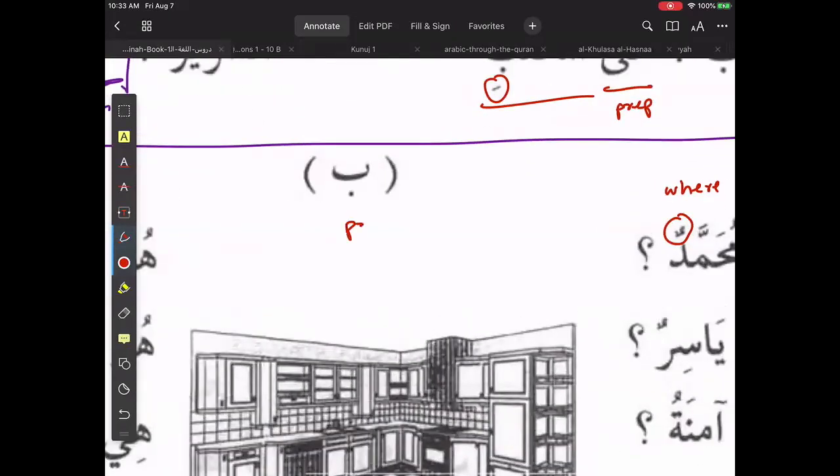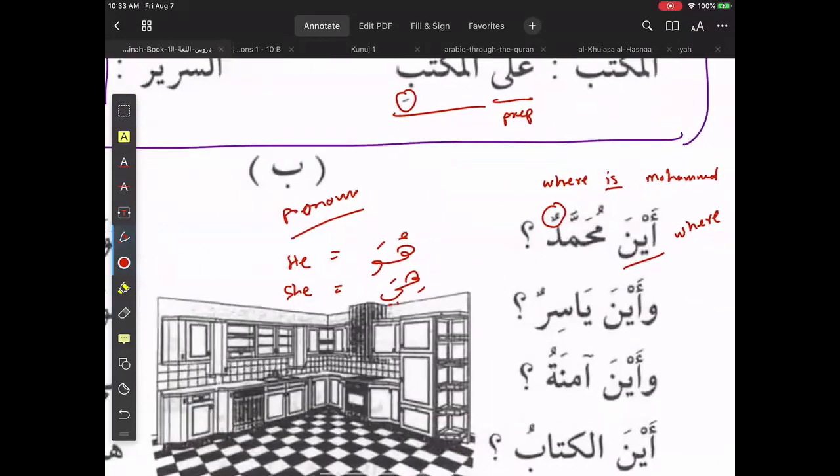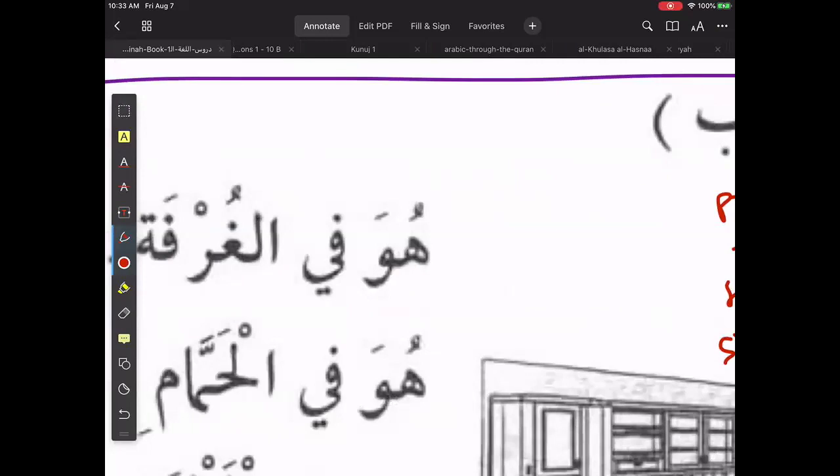Two pronouns we have to memorize in this chapter. One is huwa. Huwa is he. Before you guys complain about my handwriting, let me fix it. Huwa equals he, and hiya equals she. These two words you have to memorize, right? No excuse. Huwa is he, hiya is she. It's very simple, right? So you say Aina Muhammad, and instead of Muhammad you can say huwa.